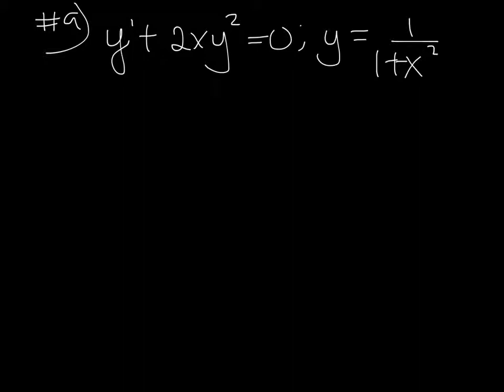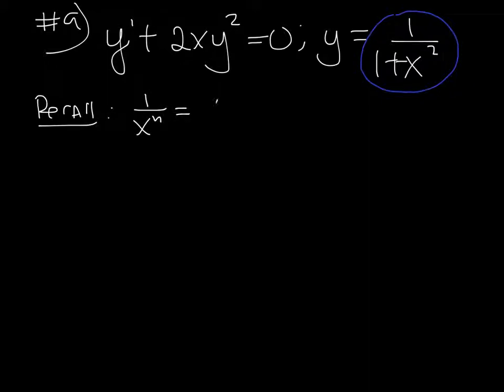So we have this guy. Now, anytime you have a rational function, let's just recall a few algebra properties. Remember that 1 over x to the n is the same thing as x raised to the negative n. So I'm going to go ahead and use this to rewrite this rational function.